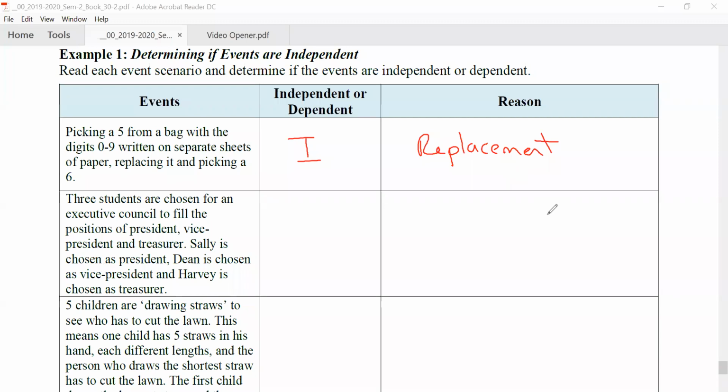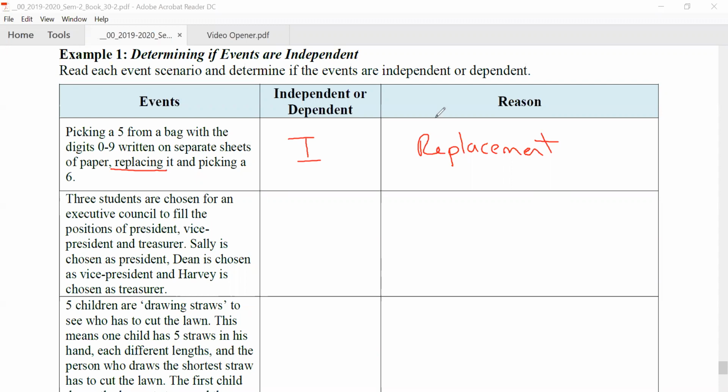Okay, you're back. You tried to fill in the table. Let's see how you did, and see if our answers match. So first one, I'm picking a 5 from a bag with slips numbered 0 to 9. The key word I see there is I'm replacing it. So I'm picking a 5 and picking a 6. Well, these are independent because if I put the slip back in, I still have the same number of slips when I pull the second number.